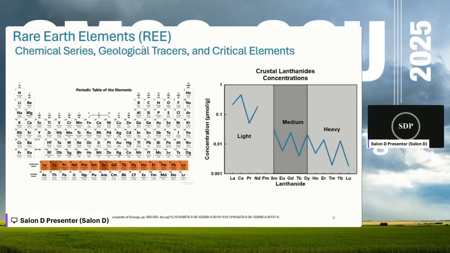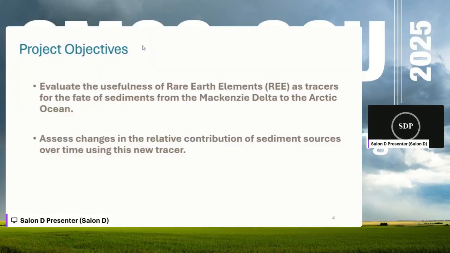So with that in mind, we decided to use those tracers to evaluate. That's the project that we have. First, we want to evaluate the usefulness of rare earth elements as tracers of the fate of sediment in the Arctic Ocean. So we're talking more about a spatial point. And then we want to assess change in the relative contribution of sediment sources over time using this new tracer. What it means is that now we also want to work on a temporal point. So we have 2 different dimensions that we want to study here.